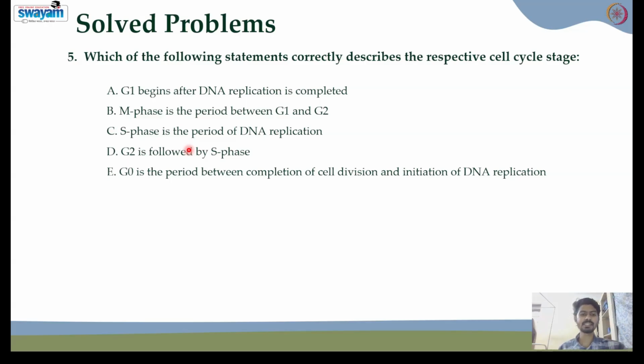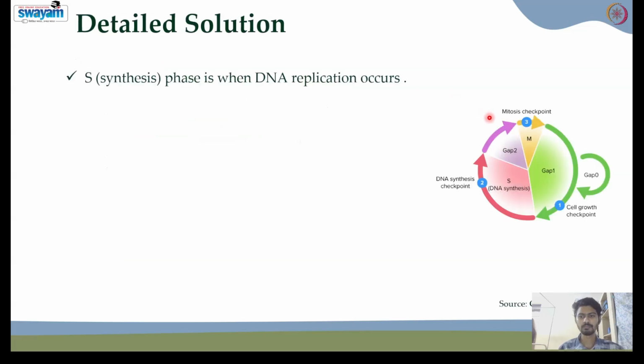Now we will see the answer. Yes, the answer is C. S phase is the period for DNA replication. So if you see the cell cycle, you can observe that in S phase, DNA synthesis happens.